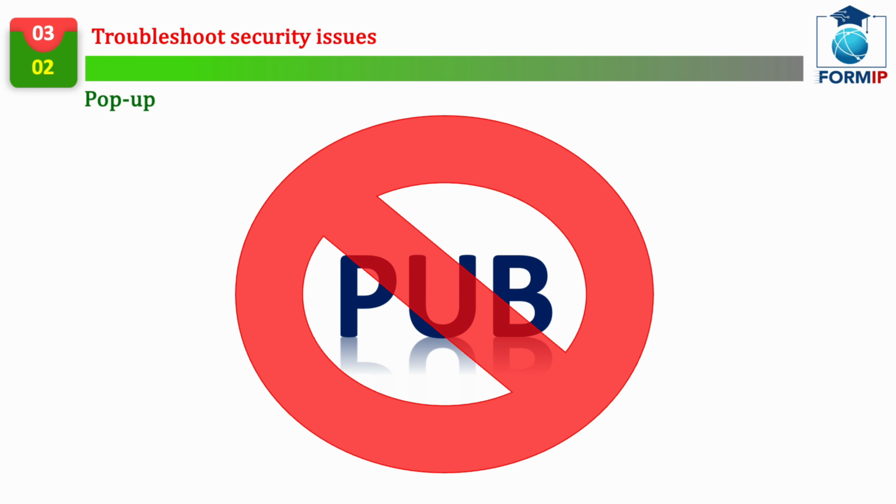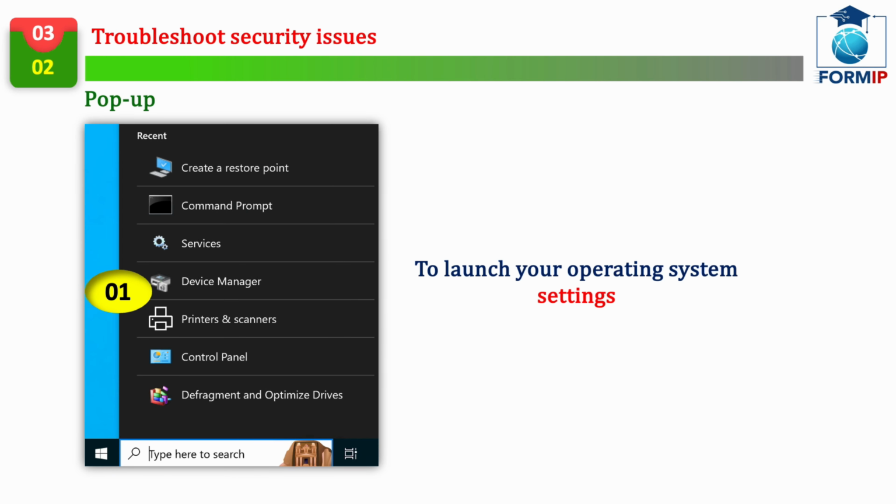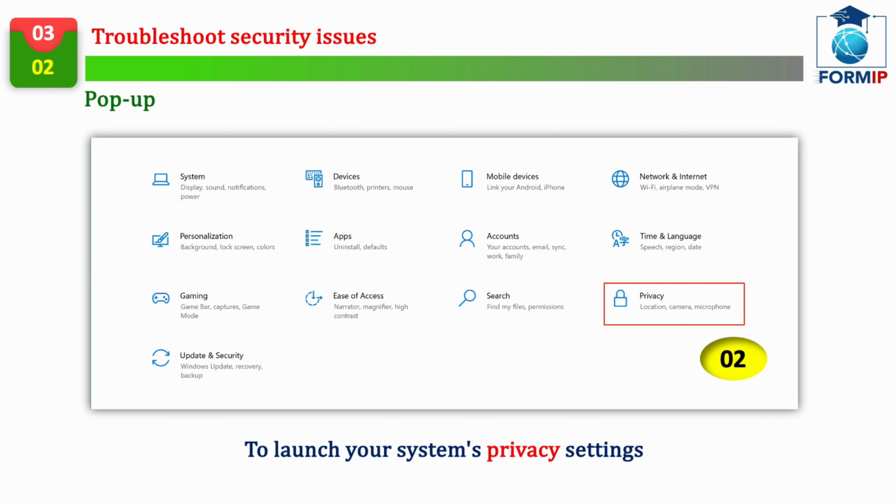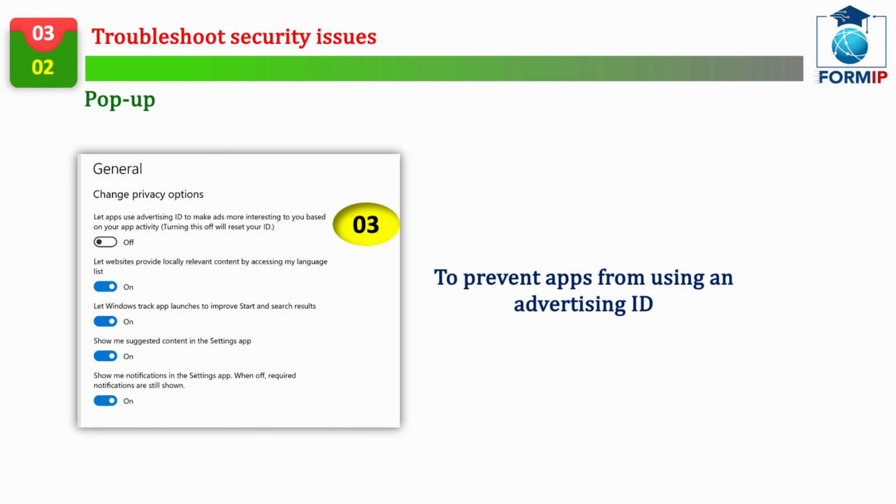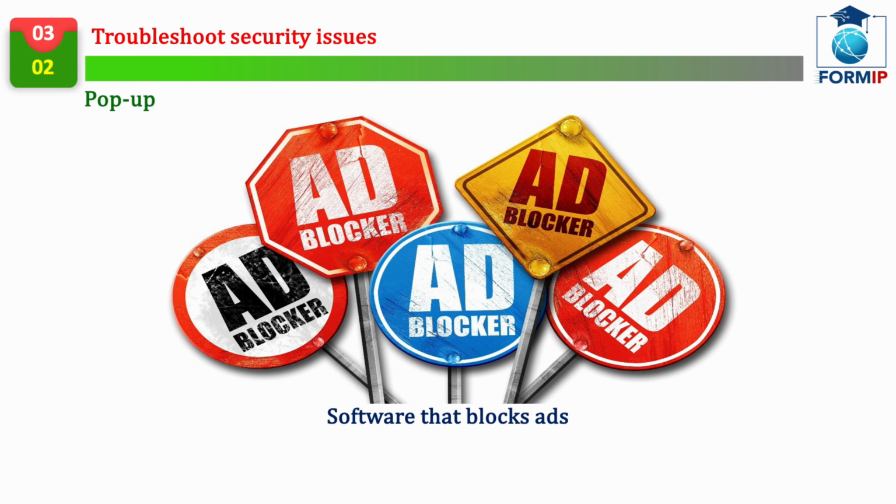To get started, click on the Start button and then click on the small cogwheel to access your Windows operating system settings. Then on Privacy, and this is where you can disable the ads option that is based on your app activity. Now, if it's more intrusive pop-ups that you have, then you'll have to install a small piece of software that blocks these ads.